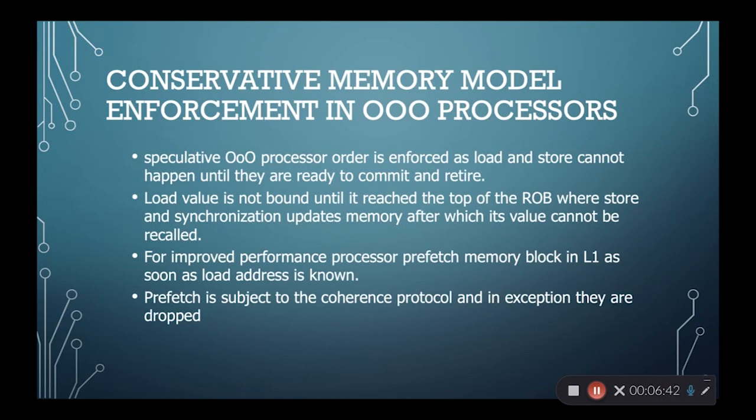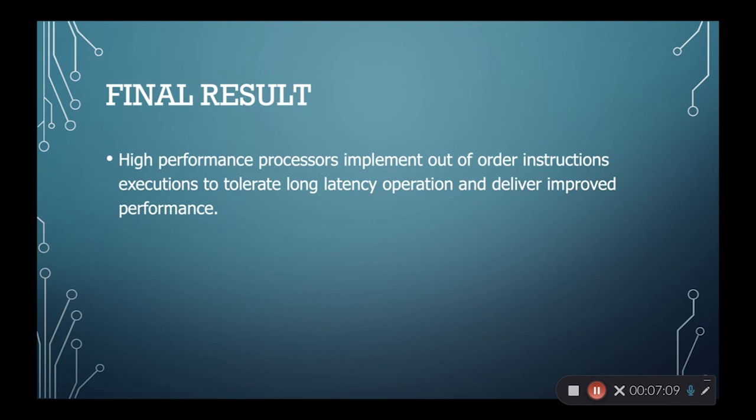So for improved performance, there is a prefetch memory block, which blocks memory in L1 as soon as the load address is known. So the prefetch is subjected to coherence protocols, and in exceptions they are dropped. The memory space is blocked.